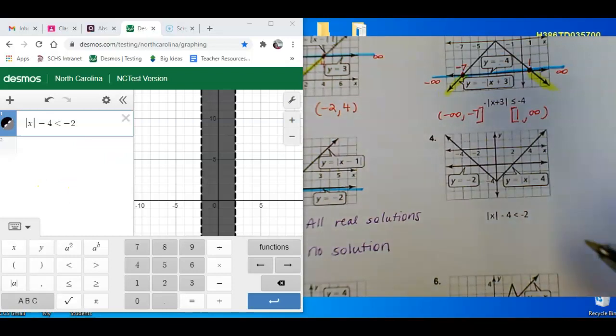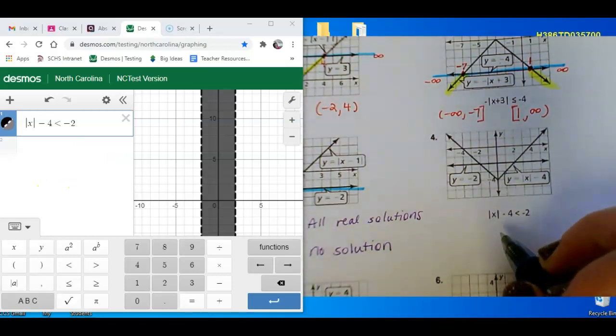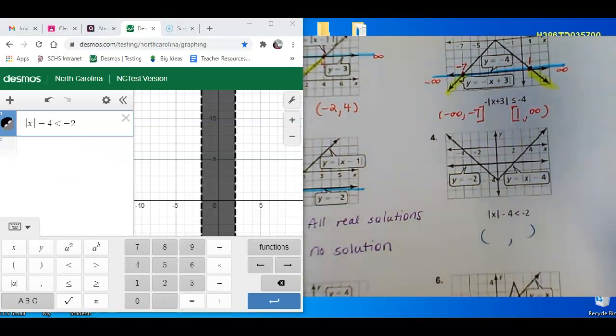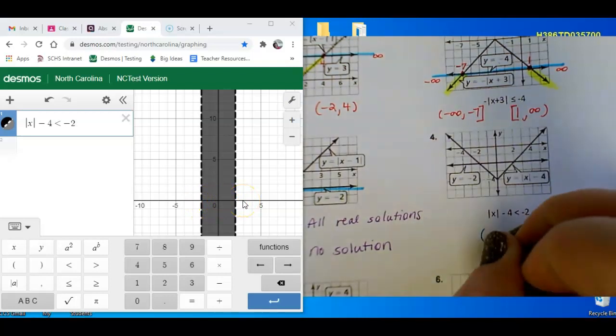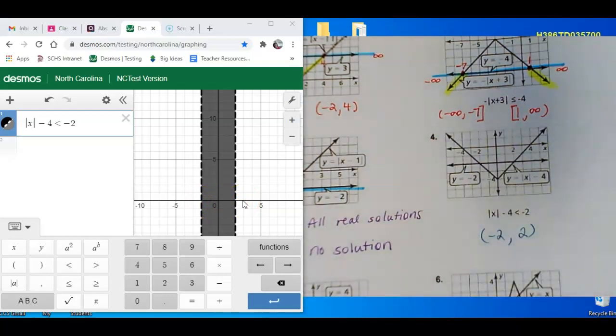Alright, so here's what it looks like in Desmos. Remember that the dots that we see means there's going to be parentheses. There's only one thing shaded, so I know there's only going to be one answer. And you do have to count to figure that out, because you can't just click on it, but it looks like it's -2 and then +2. So -2 and then +2 like that.